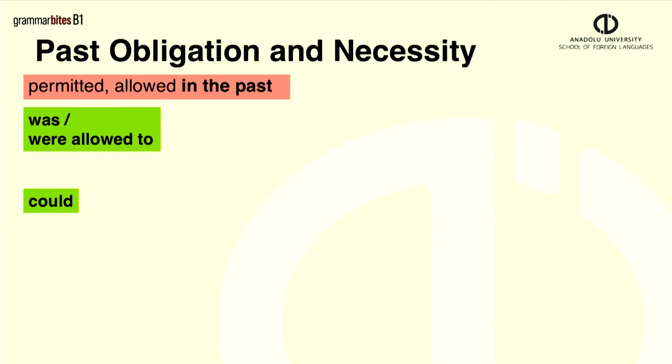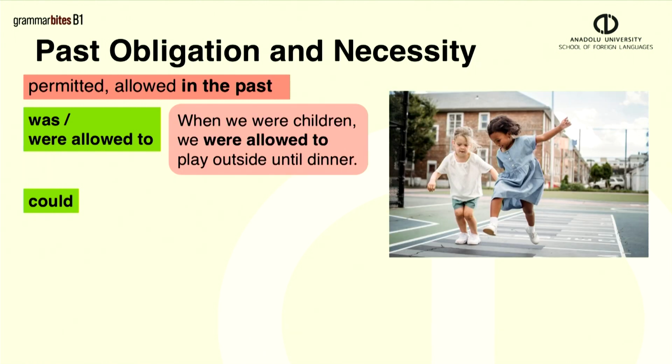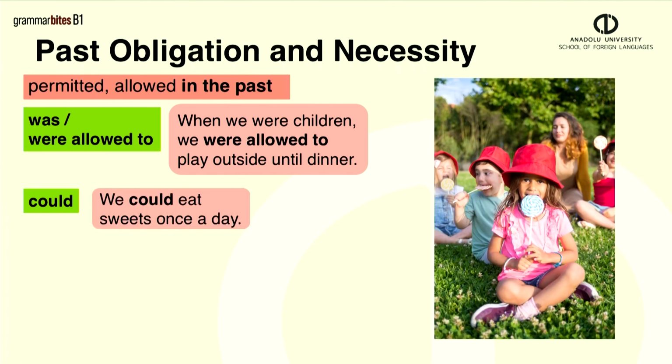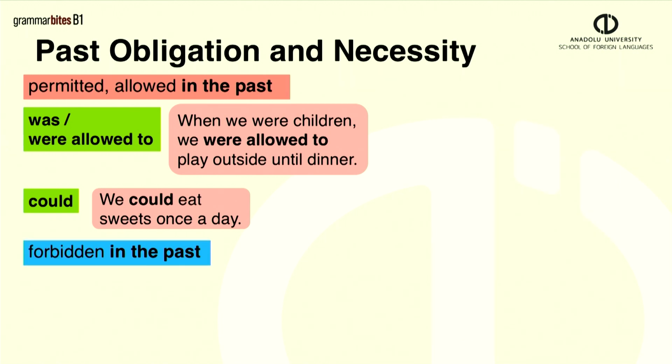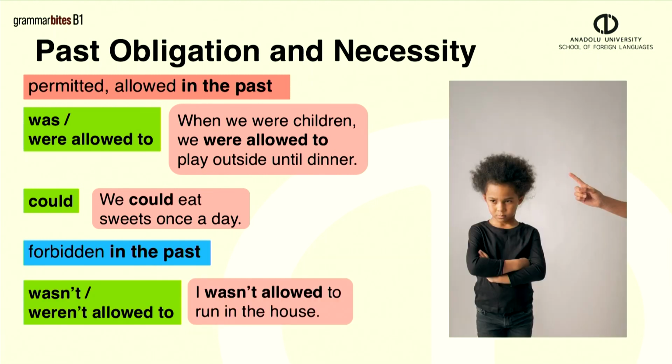We can use could to say something was permitted in the past. Was, were allowed to. When we were children, we were allowed to play outside until dinner. Could. We could eat sweets once a day. That means we were allowed to eat sweets once a day. To express that something was forbidden in the past, we use wasn't, weren't allowed to. I wasn't allowed to run in the house. My parents didn't let me run in the house.